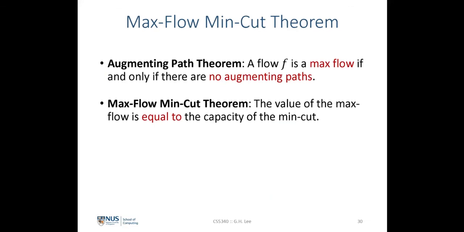So in summary, what we have looked at earlier is the augmenting path theorem, where a flow F is the maximum flow if and only if there are no more augmenting paths. This means that we can use augmenting paths to find a maximum flow across the source and the sink of a graph. And once we have found the max flow, this is equivalent to finding the min cut according to the Ford-Fulkerson theorem, or observation 3 that we have seen earlier. This is also otherwise known as the max flow min cut theorem that we have seen in the previous slide.